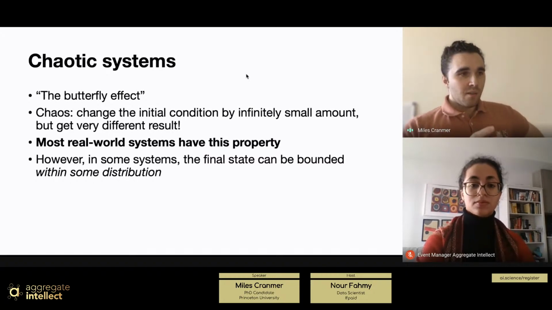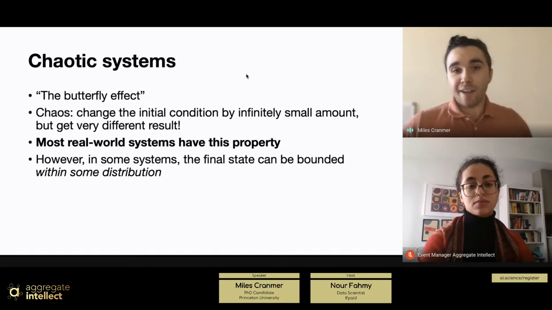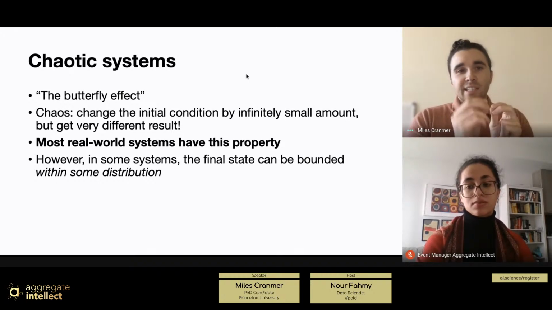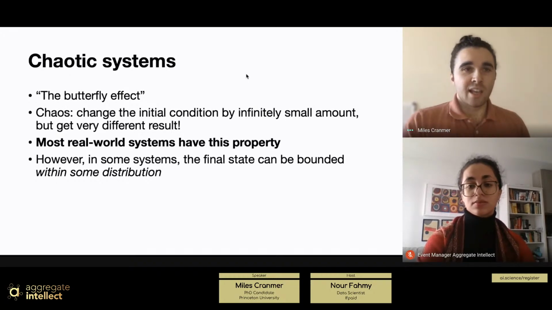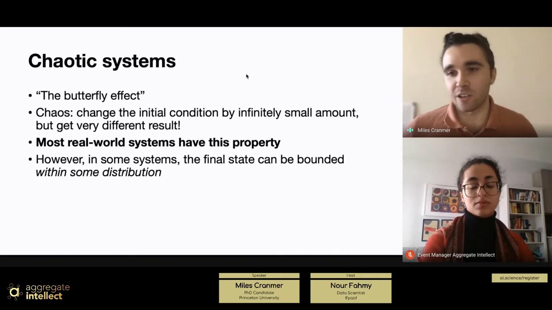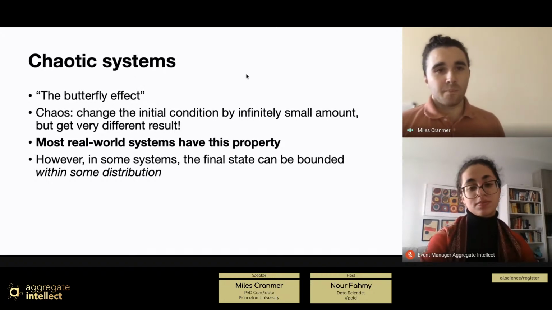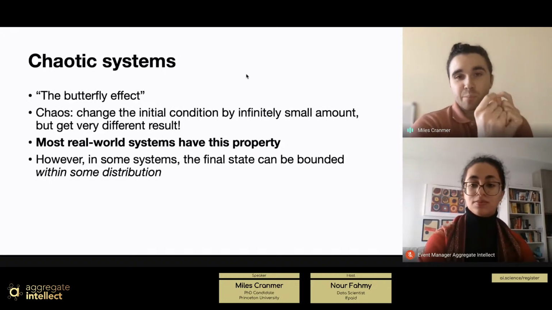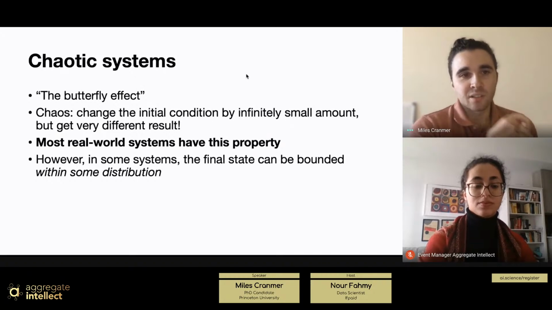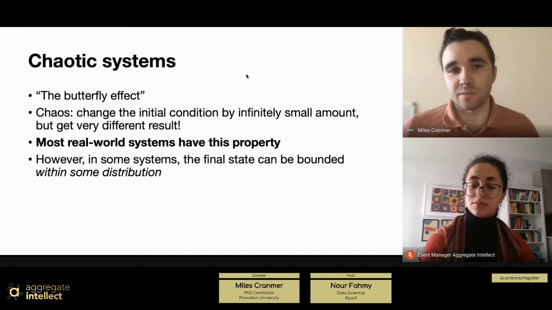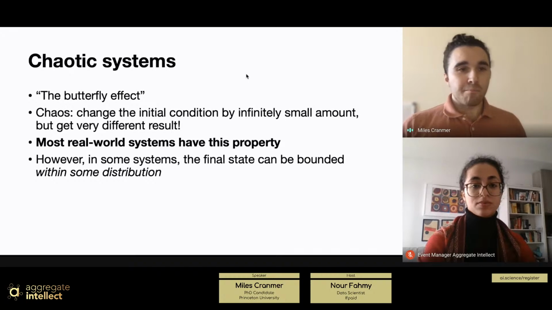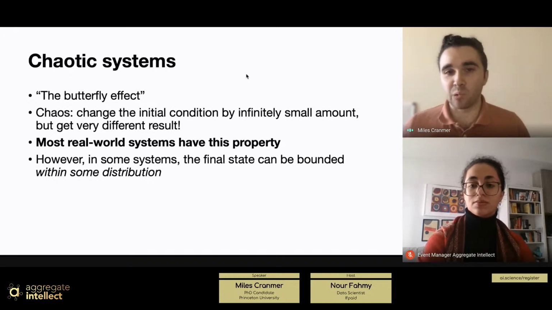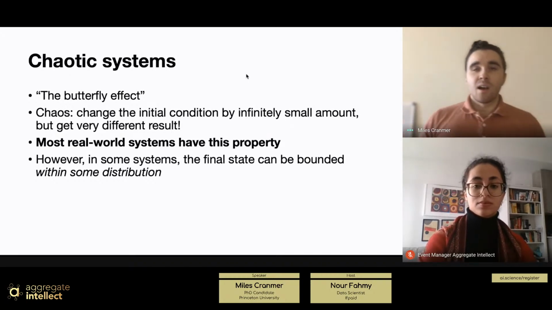You might have heard of the butterfly effect. Like a butterfly maybe flaps its wings in Africa, and then a hurricane hits Florida. Tiny changes in initial conditions can have huge changes on the final result. So if I have some simulation and I change the initial condition by machine precision, an infinitely small amount, I can have a massively different result. So this is chaos. Most real-world physical systems actually have this property of chaos.